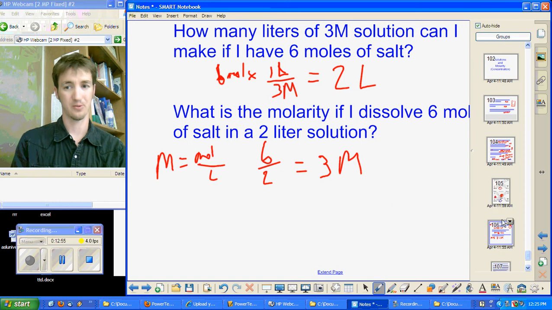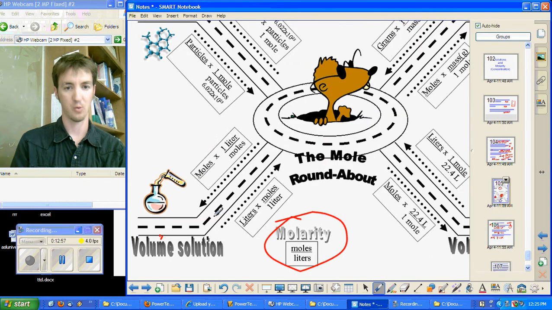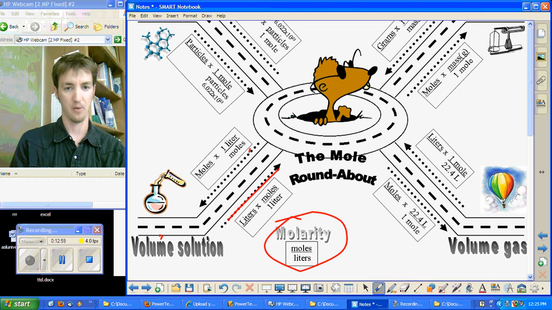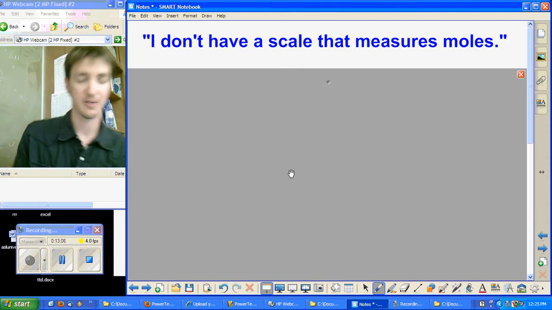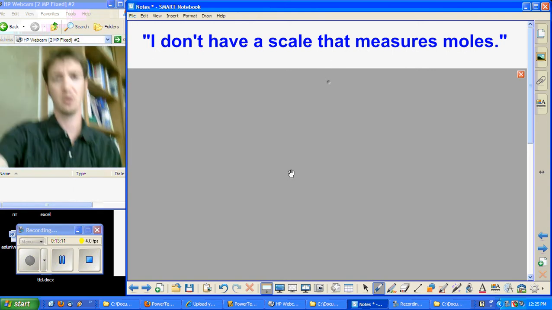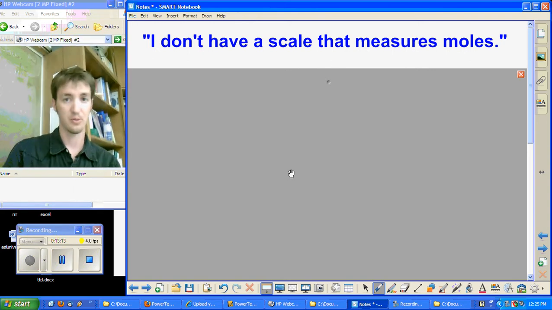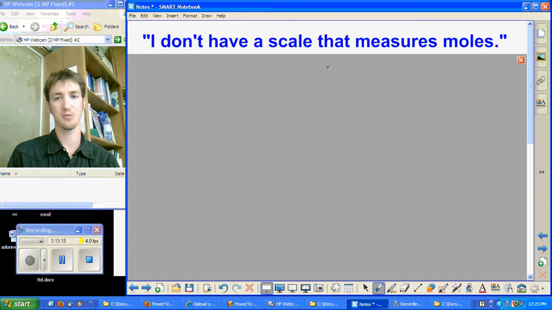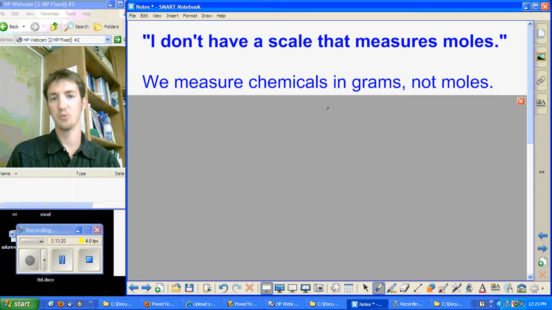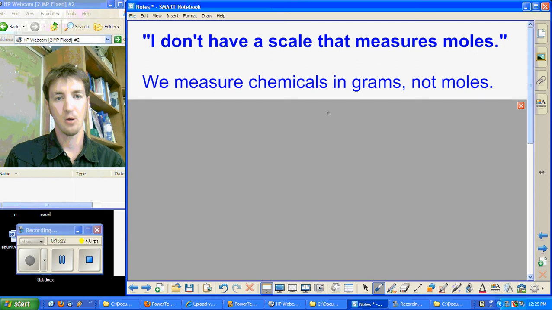So really it's just, for the most part, on these, just one step. I'm going up here, I'm going back here, or I'm doing that. But I don't have a scale that measures moles. I'm going to say that a lot, because you're going to calculate something in moles and then call that good. But I don't have a scale that measures moles. I have to measure things in grams. So all of this calculation just with moles doesn't really work out super well every time. We measure chemicals in grams, not moles. So sometimes we're going to have to turn things into grams.